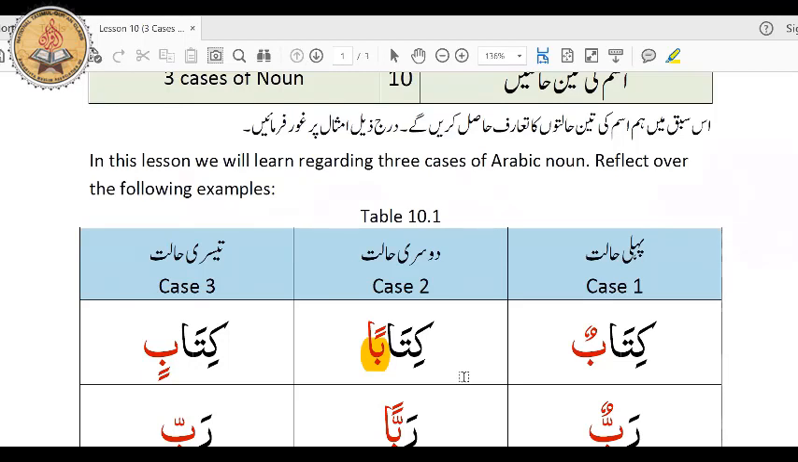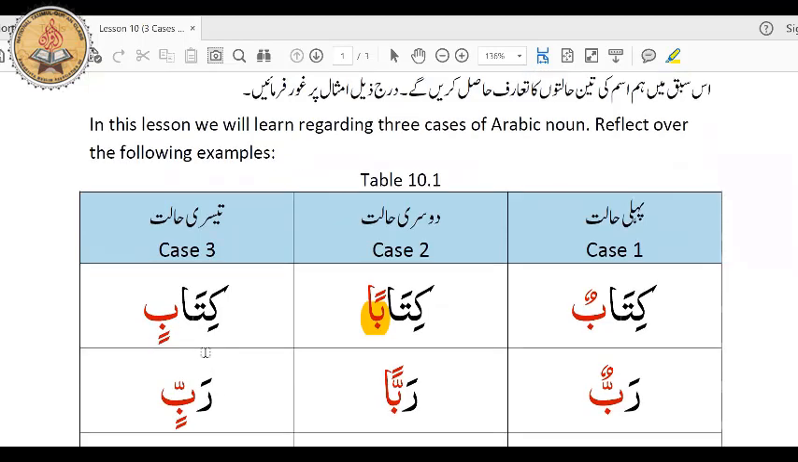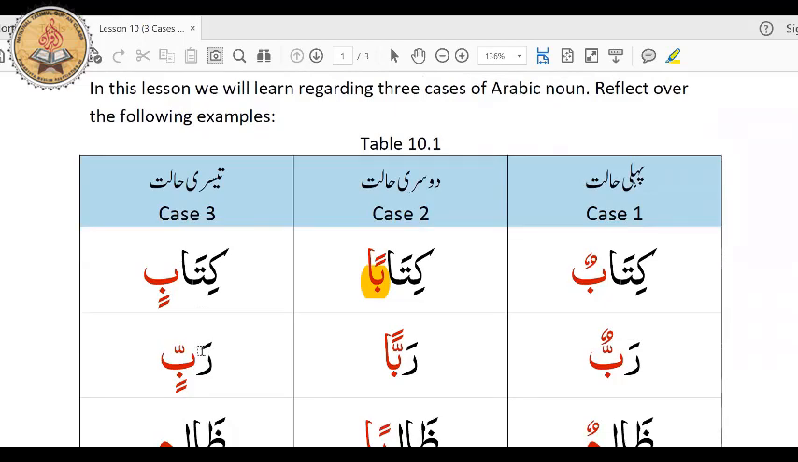Anyway, we move to case 3. So kitabun, kitaban, and now kitabin, and you will find that the last letter holds a tanween of kasratain, two identical kasra. So kitabun is case 1, kitaban case 2, and kitabin case 3.